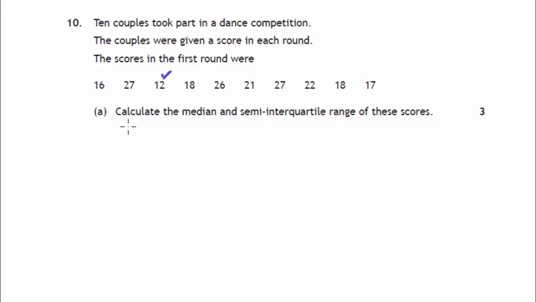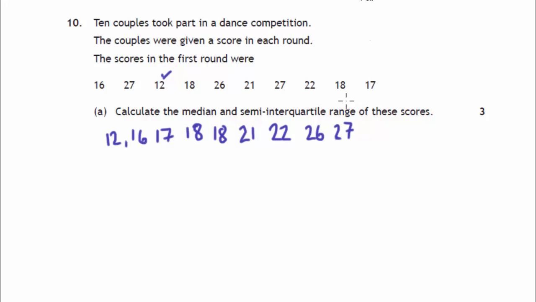Okay, so we've got 12, and then we've got 16, we've got 17, we've got two 18s. We also have a 21, there's a 22 as well. There is 26, 27, and there's another 27.